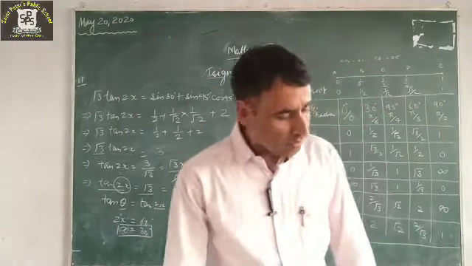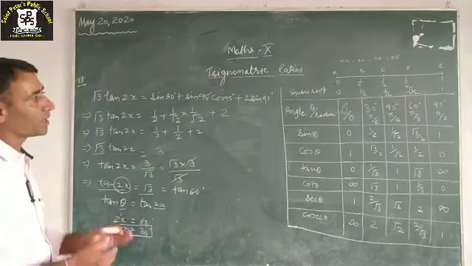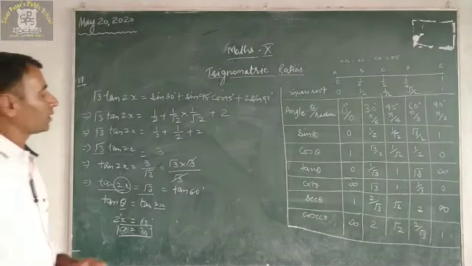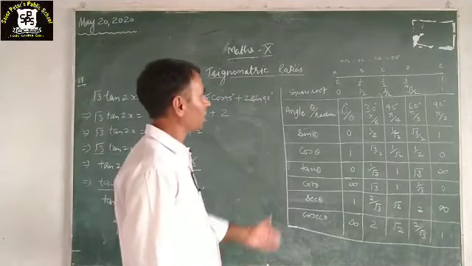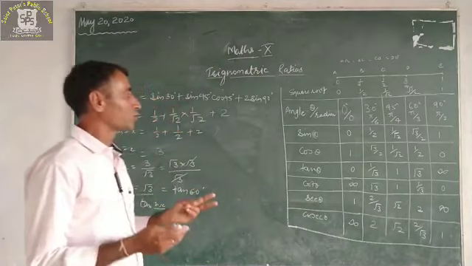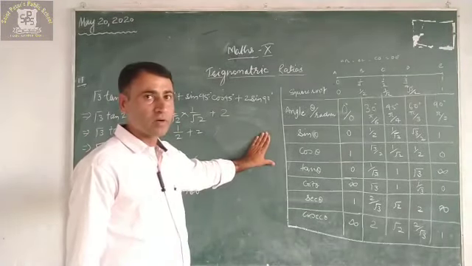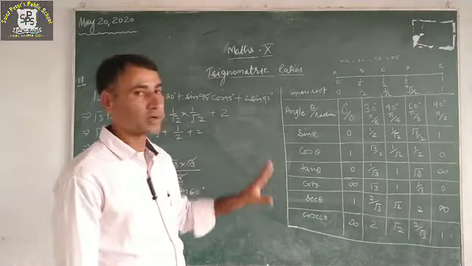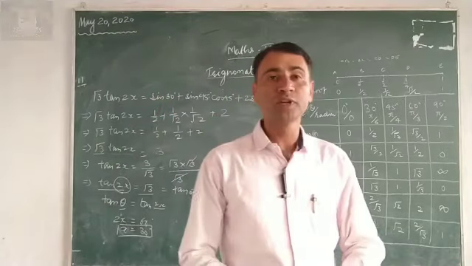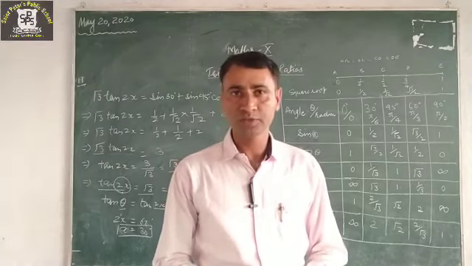So class, today we have learned the trigonometric ratios with 0 degree, 30 degree, 45 degree, 60 degree, 90 degree, and the table, how to construct it, I have taught you this. So you have two ways only. One is you should learn this table by heart or you should know how to construct the table. Okay. So let's call it the end of the day for today. Tomorrow we are going to solve the remaining problems of this chapter.